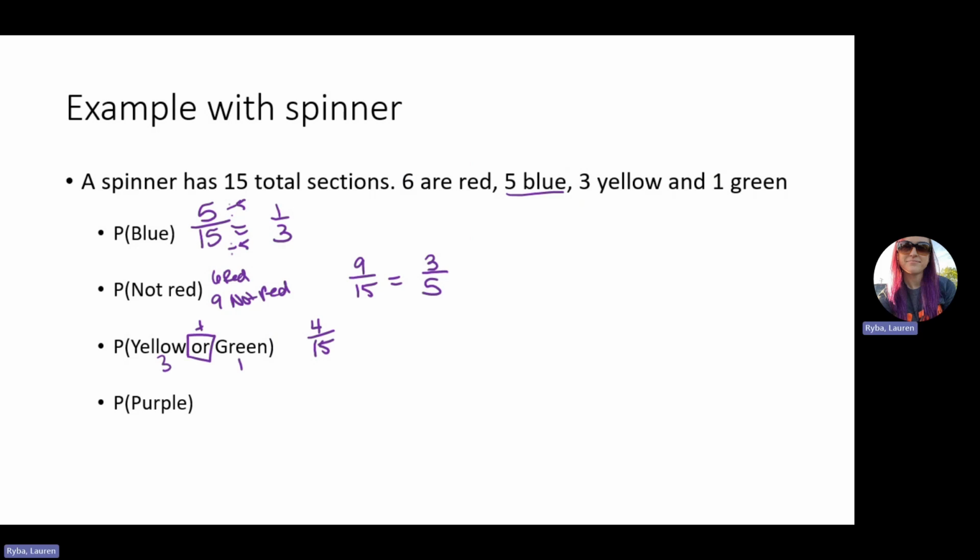And the last question for this one says the probability of purple. Is there a purple section in our spinner? No. So what does that mean our probability is? 0. It cannot occur. A probability of 0 means it cannot occur. It is impossible. It is not a part of this set. Any or all of those work.